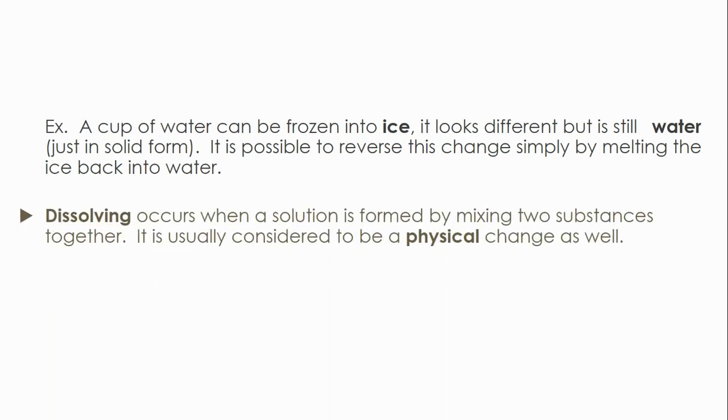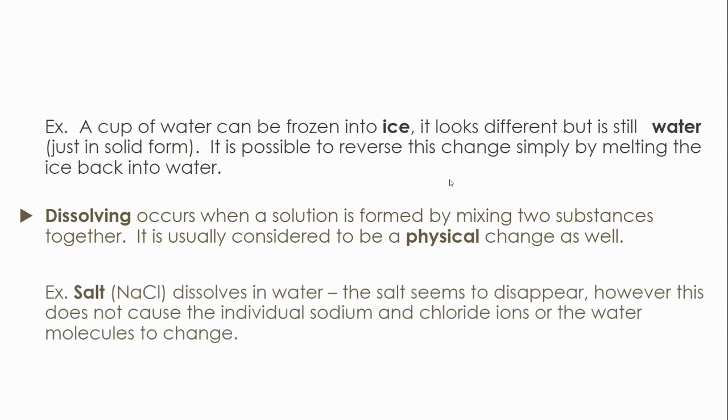Dissolving occurs when a solution is formed by mixing two substances together, and it is usually considered to be a physical change as well. Okay. For example, salt water, or NaCl, salt dissolves in water. The salt seems to disappear. However, this doesn't cause the individual sodium and chlorine ions in the water to change. Okay, they're still there. We boil the water, they disappear, and we're left with our salt. Okay, so it's totally reversible.